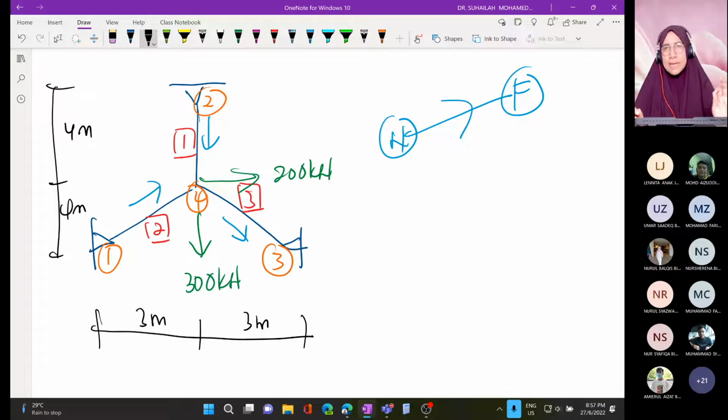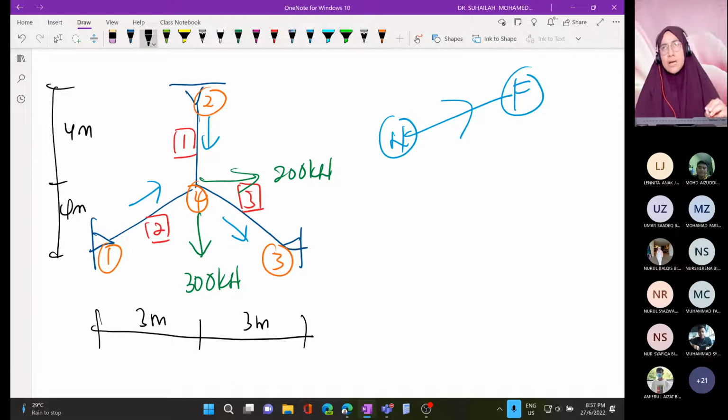Coordinate is used in truss and in frame. Beam, we don't have to put coordinate, because under beam formula there is no need to calculate Cx, Cy or lambda x, lambda y. But we have to calculate Cx, Cy, lambda x, lambda y in truss and in frame. Beam no need. So normally we put coordinate on truss and frame only. Okay, truss and frame only.